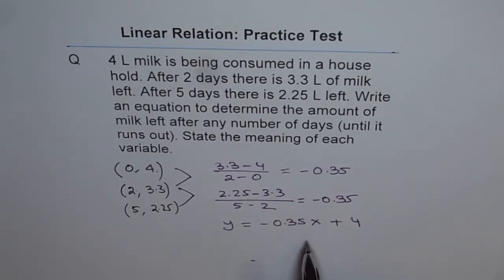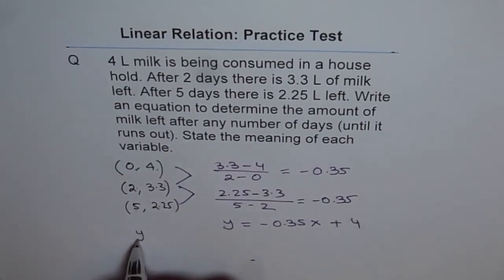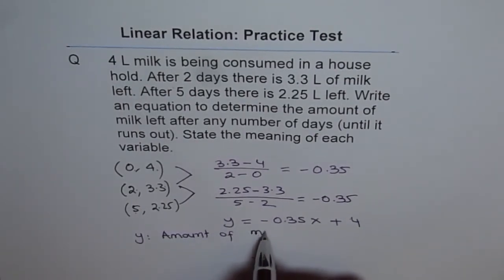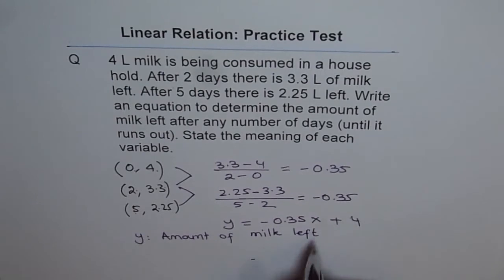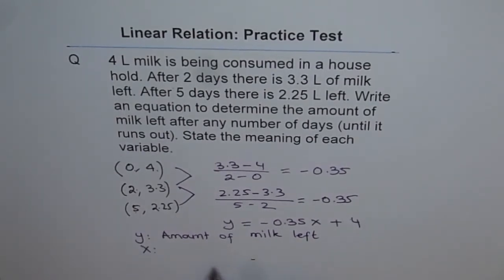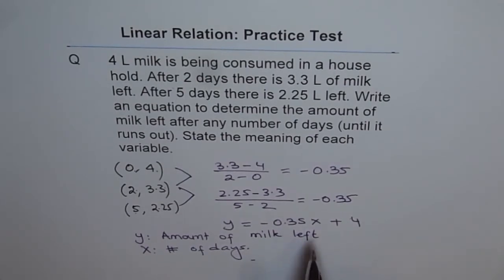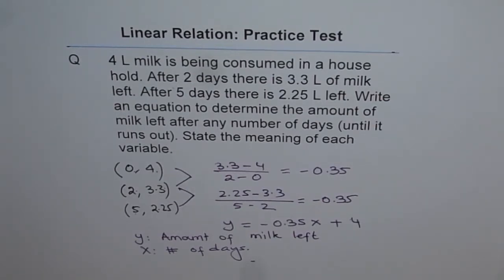So that is how we can express it. Now here, what is x and what is y? y is the amount of milk left, right? So we can write y is the amount of milk left. And what is x? x is the independent variable, which is the number of days. And the slope gives us the rate of consumption per day. It is minus because it is being consumed, which is why the quantity is decreasing. Do you understand?